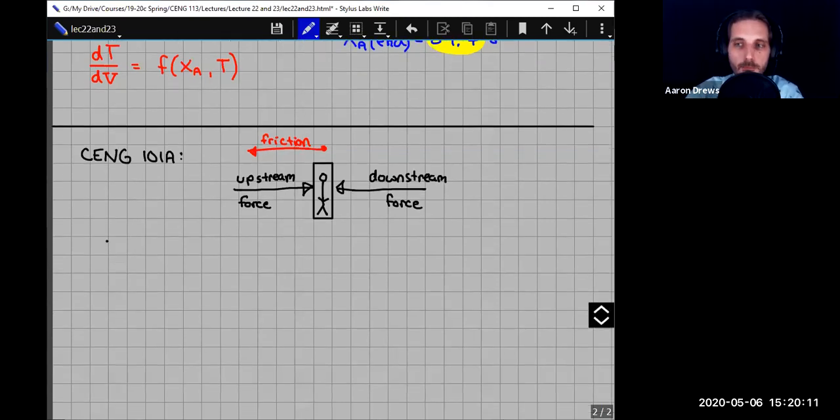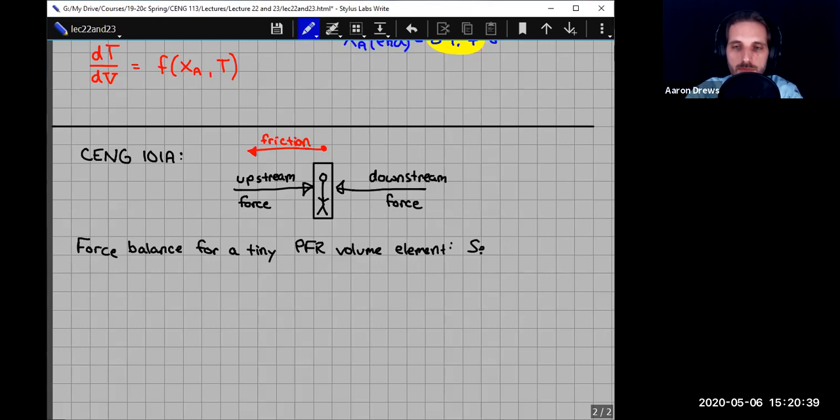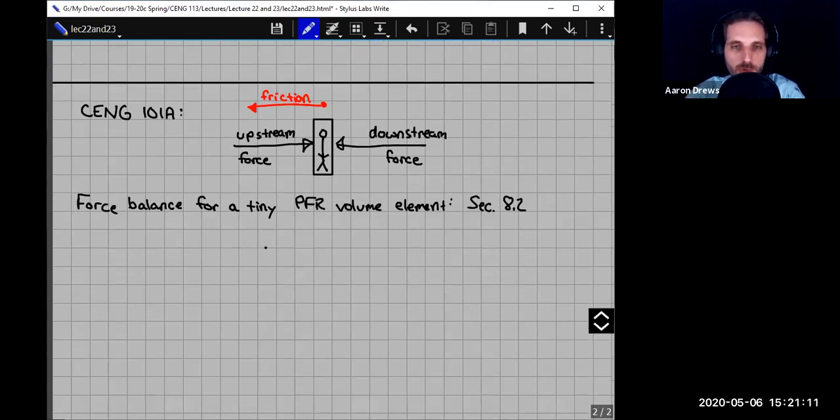So if you go to equation 8.11 in your book, you will see a force balance for flow in a tube, so for a tiny PFR element, tiny volume element. This is section 8.2. You will not have to do that force balance. It's there so that you can see it. It's not a force balance any different than the force balance you would have seen in like a physics class. It's, you know, sum of the forces has to be equal to zero. The part that's a little bit weird is that we introduce a function from fluid mechanics that you probably haven't seen before. And the only important thing for us is what's the final result, right? What happens after we do that force balance? It's not a terribly convoluted force balance, but it takes like 2 pages or something to develop.